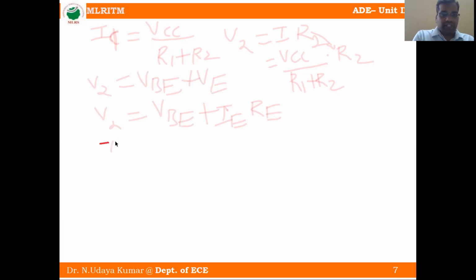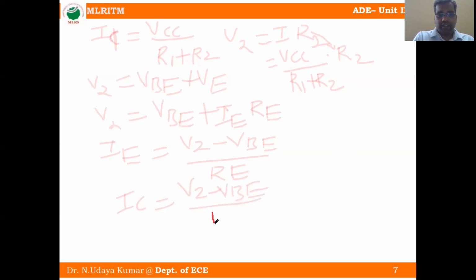Understood? From this equation, what is IE? IE is equal to V2 minus VBE divided by RE. Understood this equation? From this equation, I can write IC is equal to V2 minus VBE divided by RE, because IE is identically equivalent to IC. We know the basic formula: all emitted electrons are collected by the collector. Only a few electrons recombine with the base. That's why base current exists.